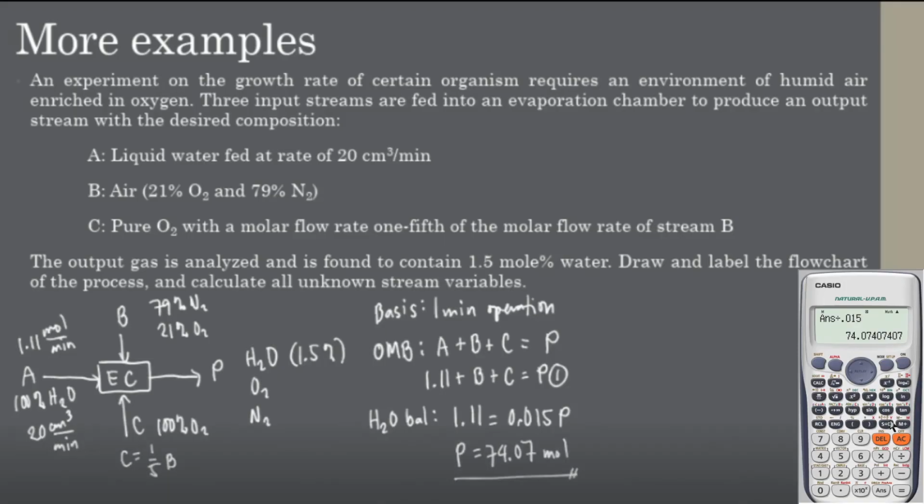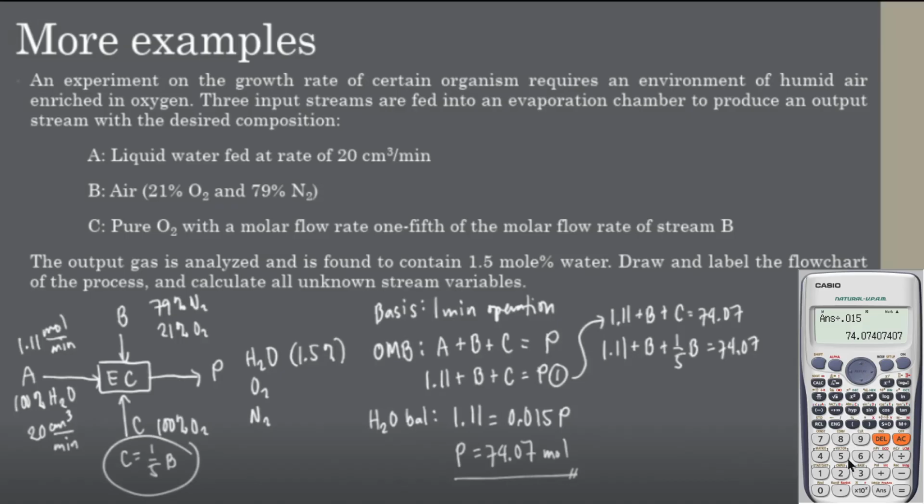Now that we have the value of P, we can write our overall material balance, or OMB, as 1.11 plus B plus C is equal to 74.07. How can we solve for the values of B and C? Remember that we have a relationship for B and C. We say that the flow rate of C is equal to 1/5 of B. We can substitute that into our overall material balance. This becomes 1.11 plus B plus 1/5 of B, and that's equal to 74.07.